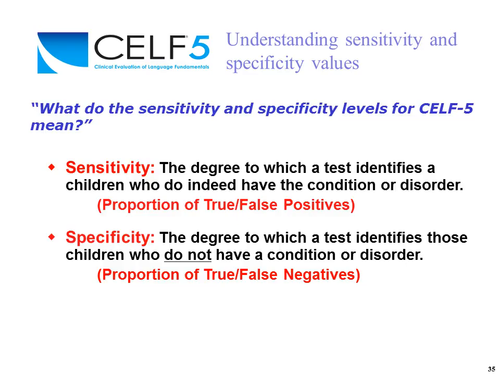Now we get to the issue of sensitivity and specificity. Sensitivity relates to the degree to which a test identifies children who do indeed have the condition or disorder. Very good proofreader. I'm sorry, that's me. I am a diagnosed dyslexic, so I'm kind of allowed one or two. Basically, it deals with the proportion of true positives, kid has disorder, versus the number of false positives.